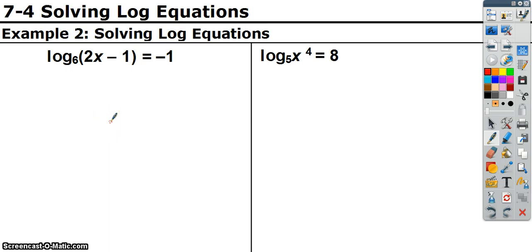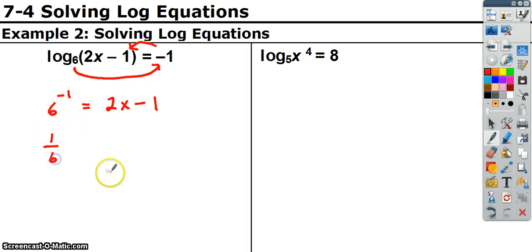So let's try one with a little bit more algebra involved. We're still going to use our backwards spiral method. So log base 6 to the negative 1 equals 2x minus 1. So 6 to the negative 1 equals 2x minus 1. Remember, with a negative exponent, you flip the number over. So that becomes 1/6 to the first power, but we don't have to write that part, equals 2x minus 1. I'm going to add 1.